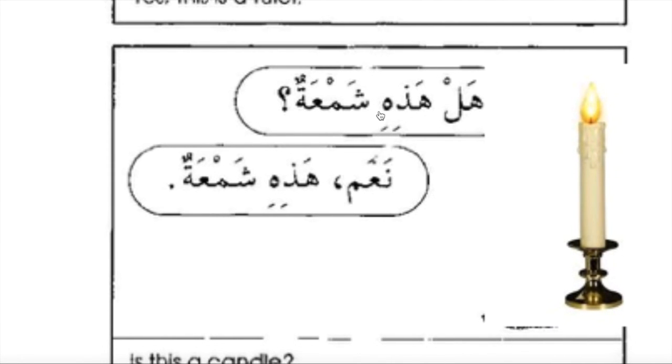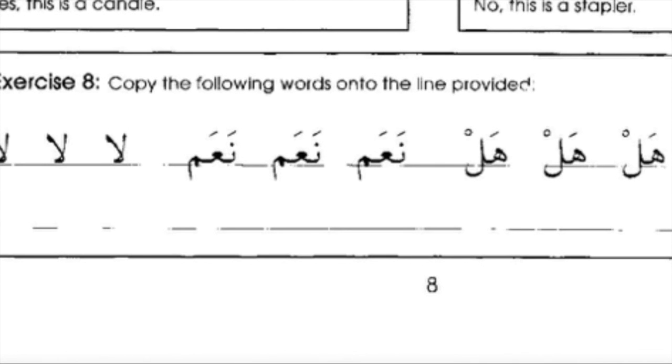Hal hadihi sham'atun. So again, hal means is this a candle? Sham'atun means candle. Does it look like a candle? Yes, of course. So how do you say yes? You say naam, and then you give the answer. Naam, hadihi sham'atun. So yes, this is a candle. So that's what we learned today, how to ask questions using hal and a.